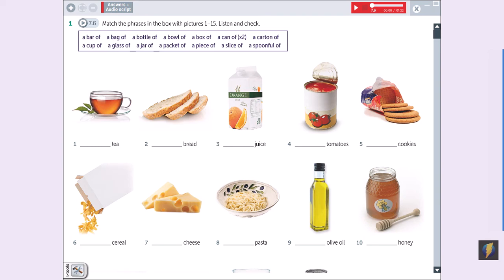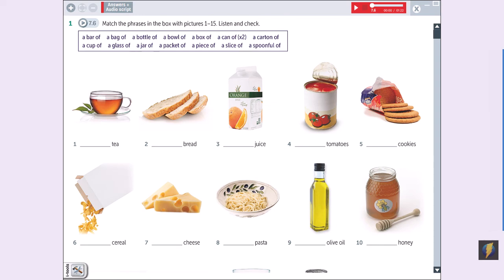So this is a cup of tea, a cup of coffee, a cup of milk. This is a slice. Let's see if we can find it here. Here. A slice of bread, una rebanada, a slice of pizza. This is a box of juice. A box. This is a can of tomatoes. Can. This is a packet of cookies. A packet of cookies.